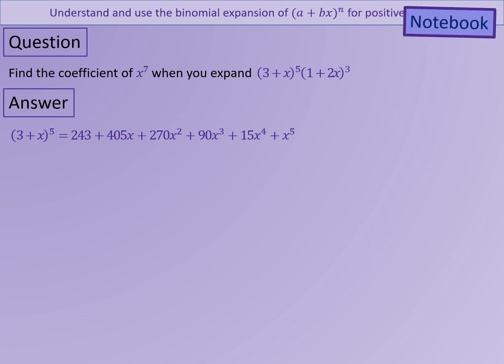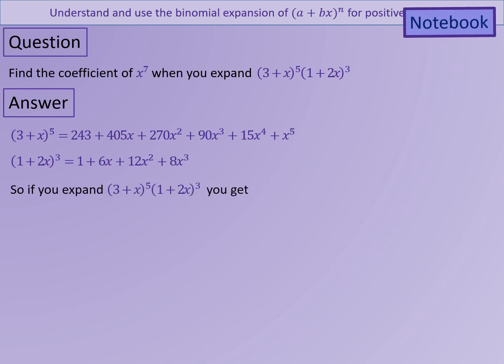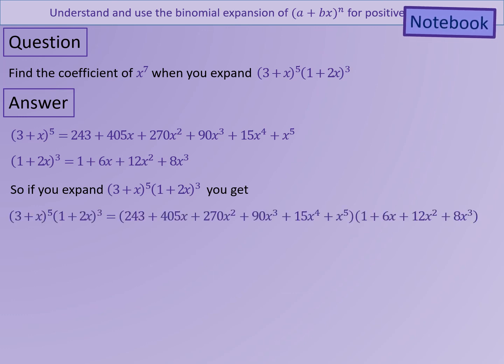It turns out that (3 + x)^5 ends up looking like this, and (1 + 2x)^3 ends up looking like this. And again, you can check that for yourself in your own time. Make sure you do get the same answer as me. And what we're then going to be doing is we're going to be multiplying these two expansions together. So I've written them side by side, as you can see here, but I'm not going to expand every single term. What I'm going to do is I'm going to look to see how many will create a power of 7, because they're the only ones that I'm interested in.